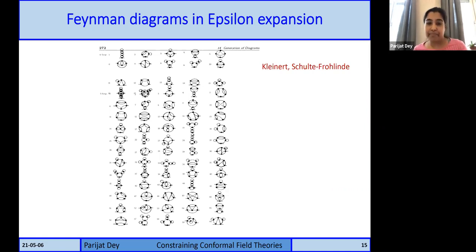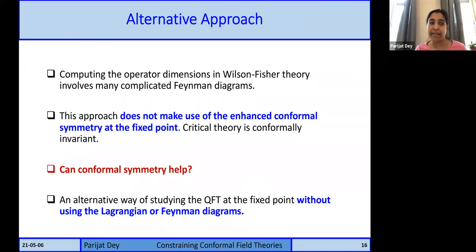So the bottom line is that this is a perfectly well-defined approach. You can compute the Feynman diagrams perturbatively in epsilon at any order you wish, but this is really complicated and you have to regularize and renormalize in a certain way. So it's a bit painful. And most importantly, this approach does not make use of the enhanced conformal symmetry at the critical point. We know that the critical theory is conformally invariant. So the question is, can conformal symmetry help?